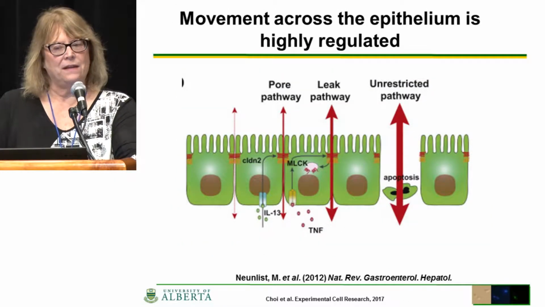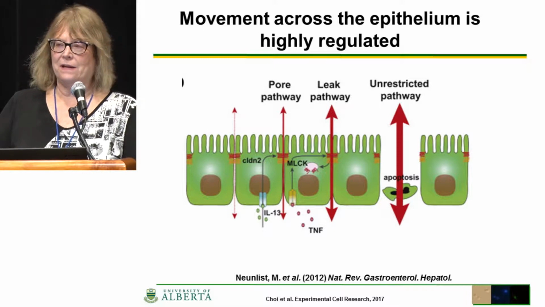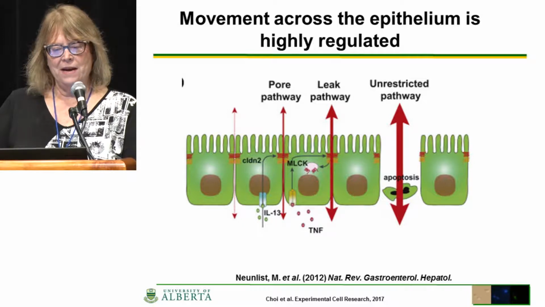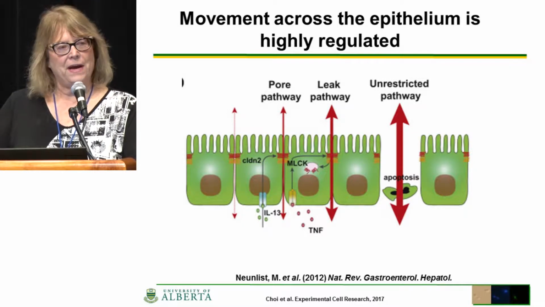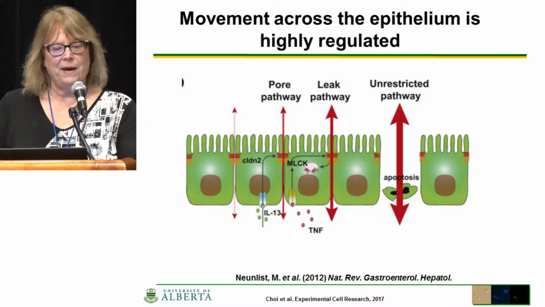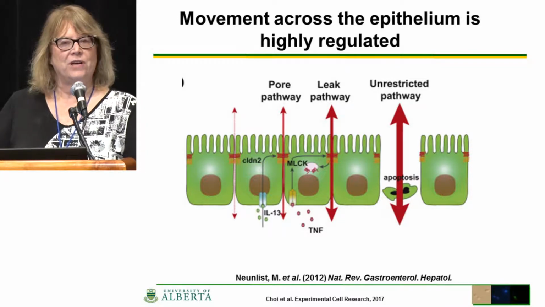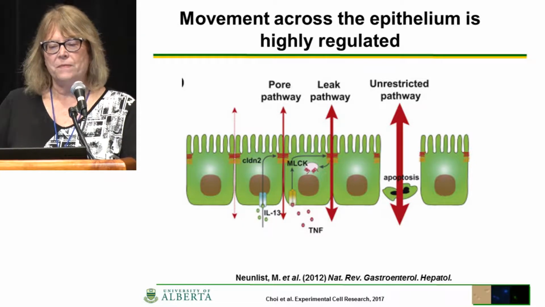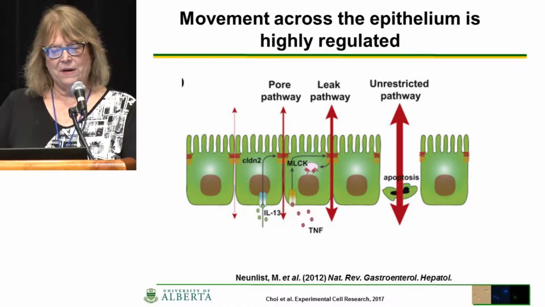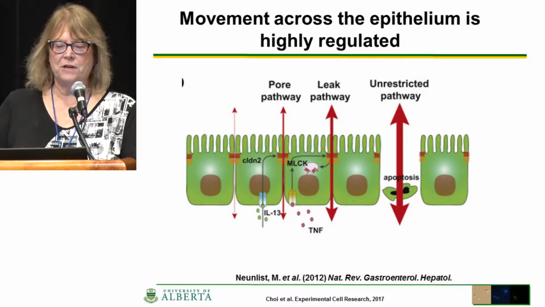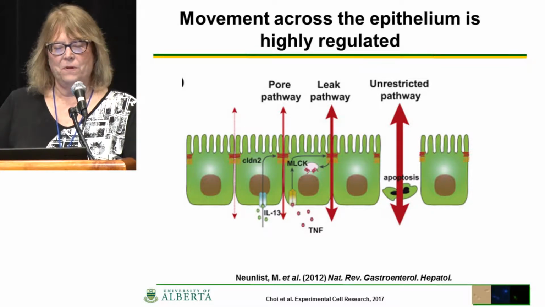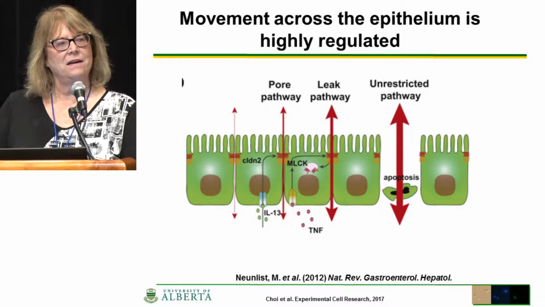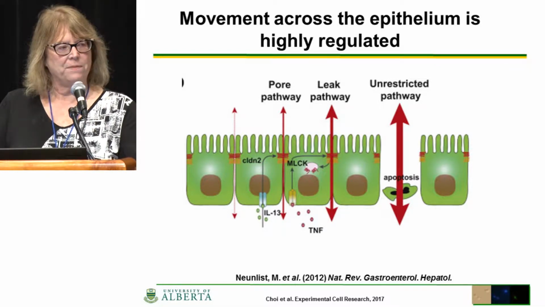So if we look now at the epithelium, movement across the epithelium is highly, highly regulated. Between epithelial cells, there are a couple of different pathways. One is called a pore pathway, and this can be changed when you change the kind of claudins and make actual pores that electrolytes can go through. There's also a leak pathway, which is slightly bigger, which can be increased by things like TNF, interferon. And then when cells die, there's ulcerations or apoptosis, you can get an unrestricted pathway, so passing right between the cells.